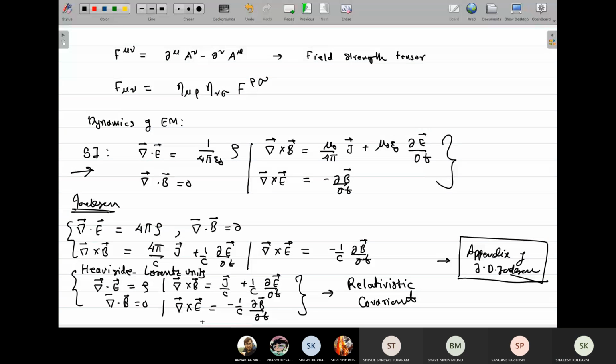So for that, let us start with these equations: del dot B equal to 0 and del cross E equal to minus 1 over C del B by del T. These are the homogeneous Maxwell's equations.